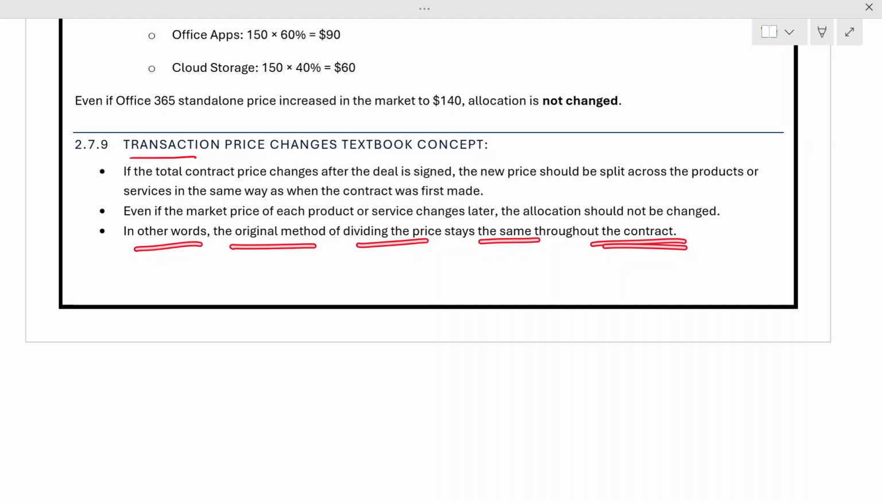So the SSP proportion will remain the same. I hope you understood this.